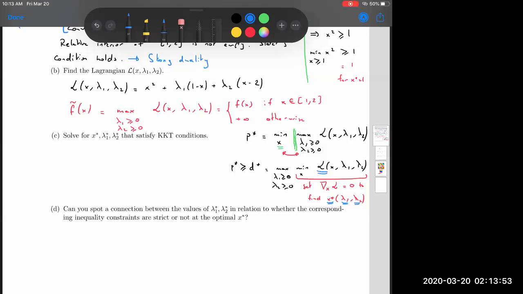And this condition is the stationarity condition of the KKT conditions. And this is 2x minus lambda 1 plus lambda 2 is equal to 0.